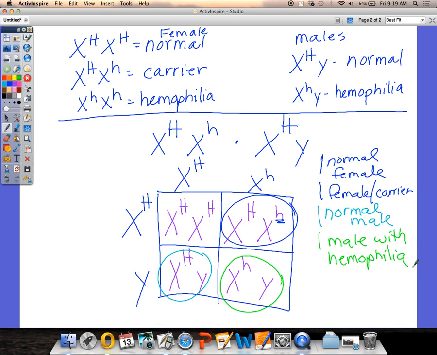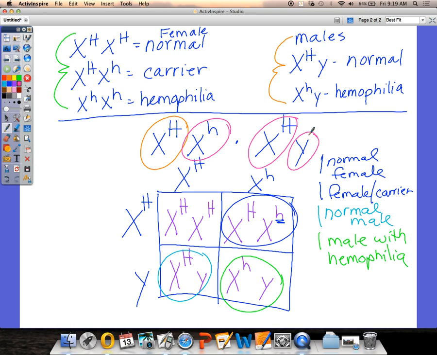Okay? So the thing to remember is that these are our females and these are our males. This is one set of letters, this is another set of letters. So we've got to make sure that we keep our letters separate. We know that the X goes with the big H, and then this X goes with the little h, and that's one unit. Okay, so this is one unit, this is one unit. We can't mix our letters up.